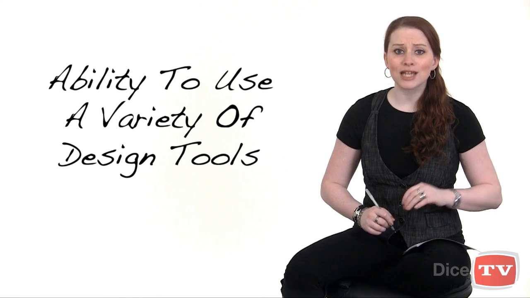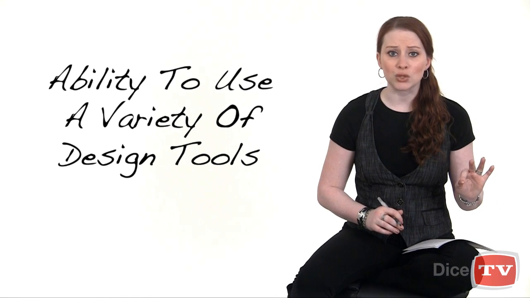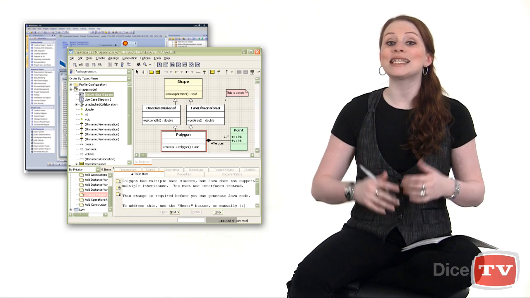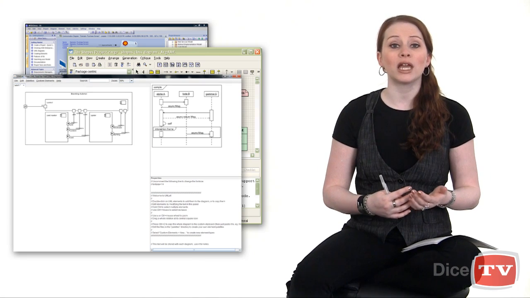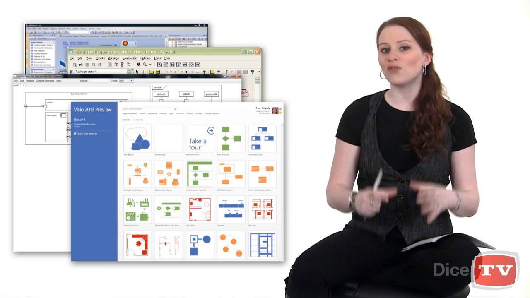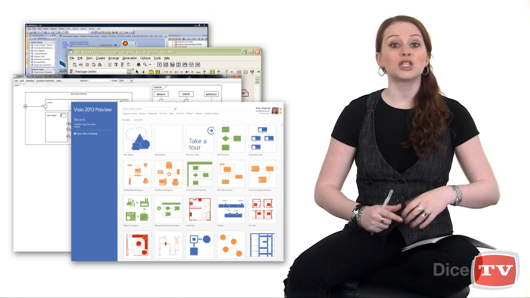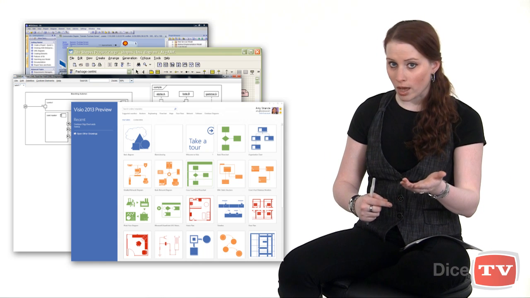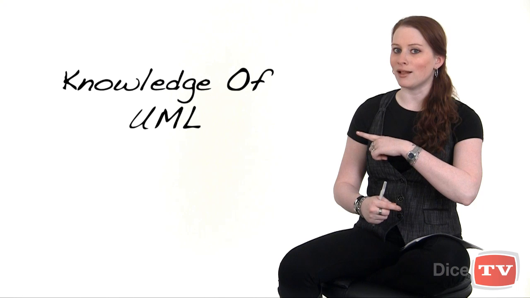Ability to use a variety of design tools. A good architect should never be limited to just one tool set. There are dozens of architecture-related tools out there that continue to evolve and proliferate. Most of them, though, do share common functions, and it's those functions that are critical, such as the ability to model data or design in UML, which brings us to knowledge of UML.